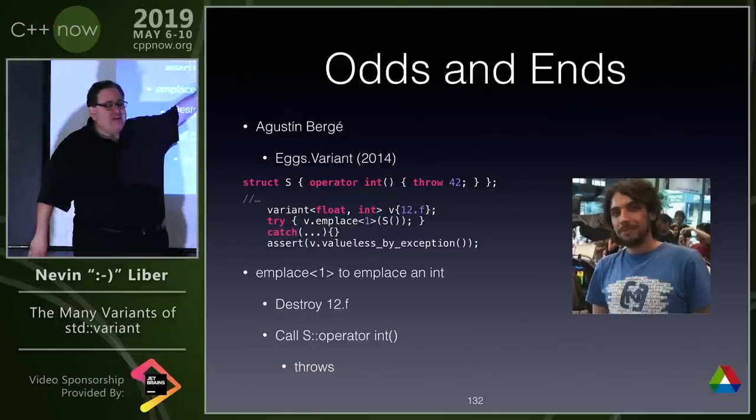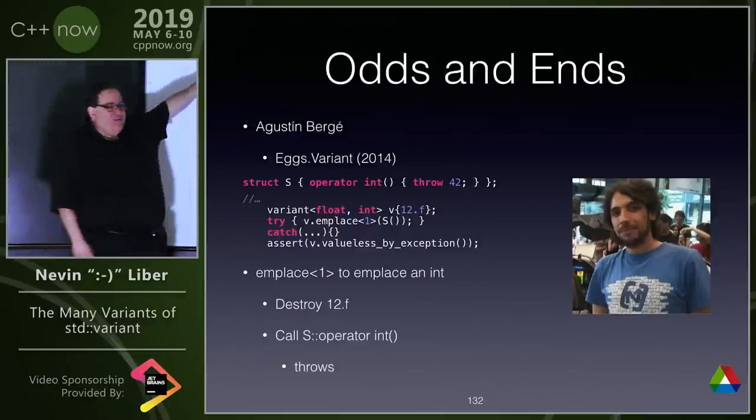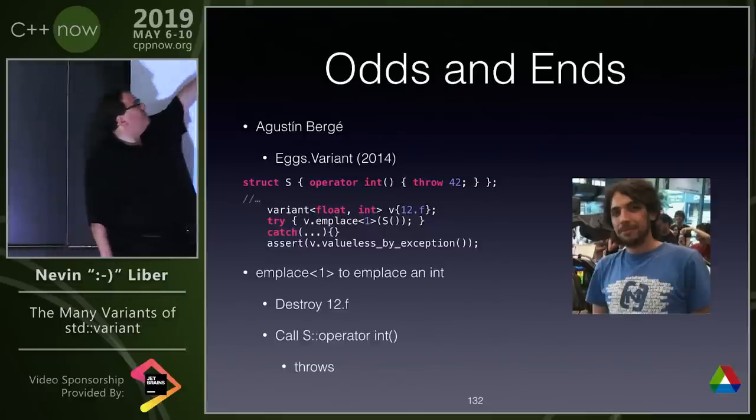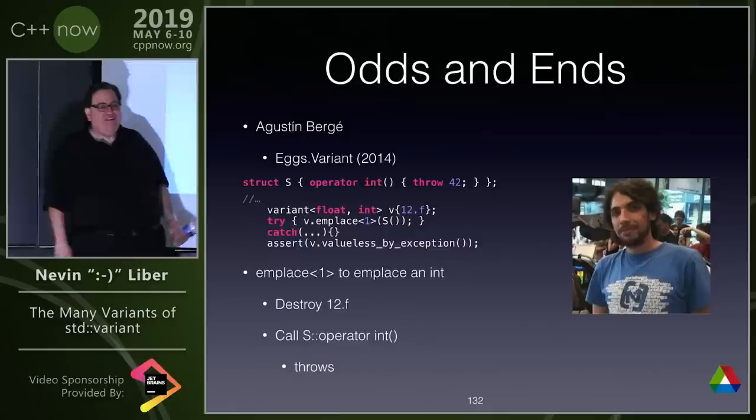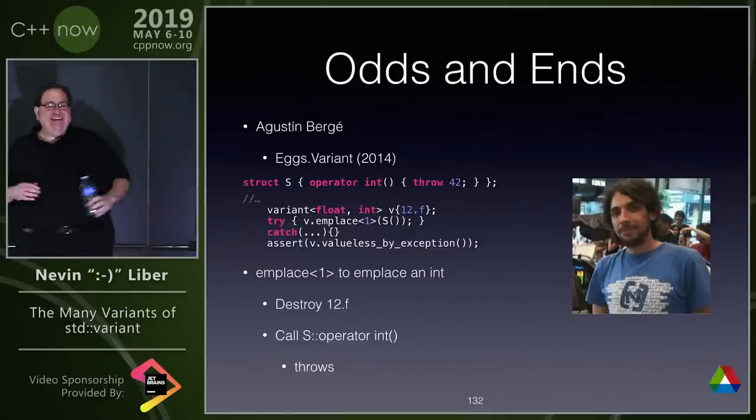So basically, this has a float, and you want to change it to an int. So you destroy the float. Now I'm going to construct the int. Let me go fetch the int from the conversion operator. Oh, that conversion operator throws. What state do I leave it in?